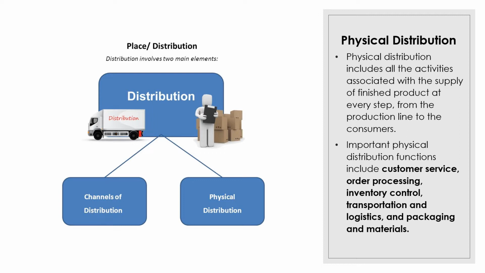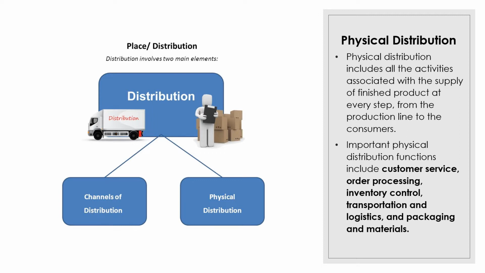Packaging and materials. Materials management is also an activity which is performed under physical distribution: handling materials from one place to another place in the factory. It also includes packaging. So physical distribution refers to all these activities which are performed in order to supply the finished goods from the production place to the final consumers. So this is physical distribution.